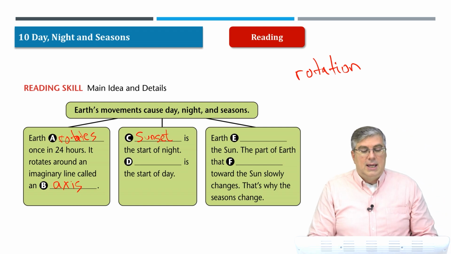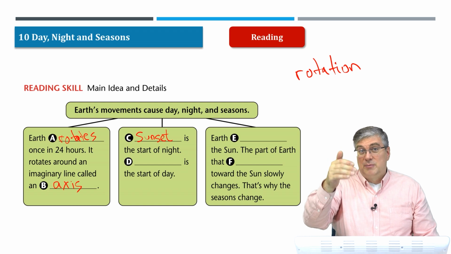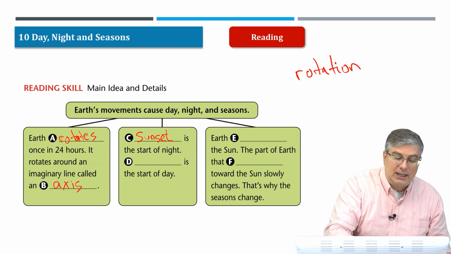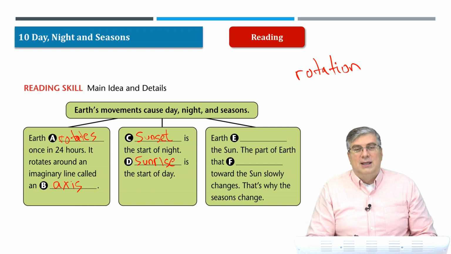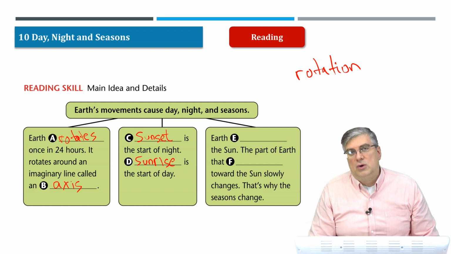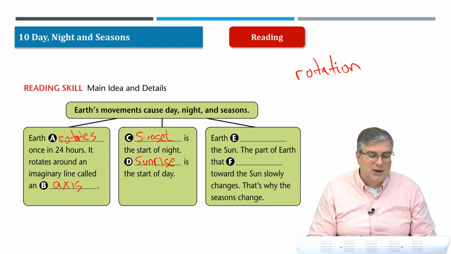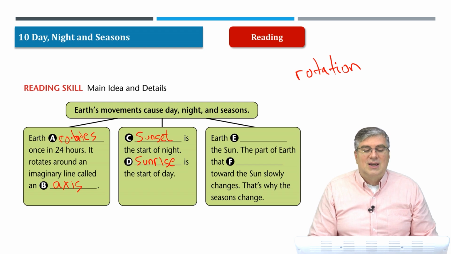Sunset. And that is the start of the day. So when the sun seems to come up, seems to rise over the horizon, we call that sunrise. There's a very famous song going through my head. It's an old movie called Fiddler on the Roof. They were talking about sunrise, sunset. Okay, anyway, it's an old song. So sunrise is the start of the day. Sunset is the start of night.